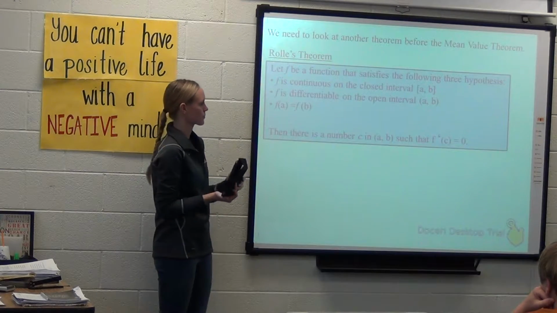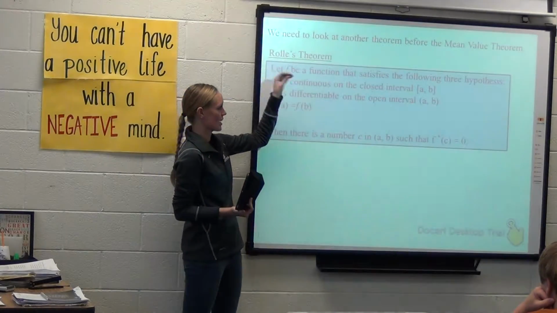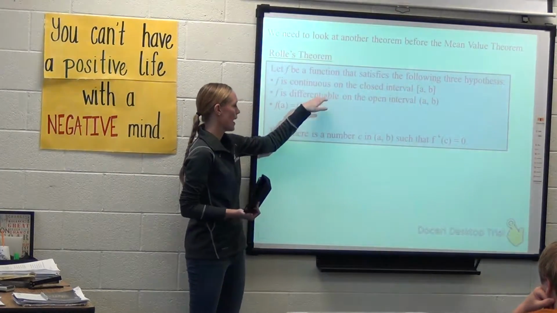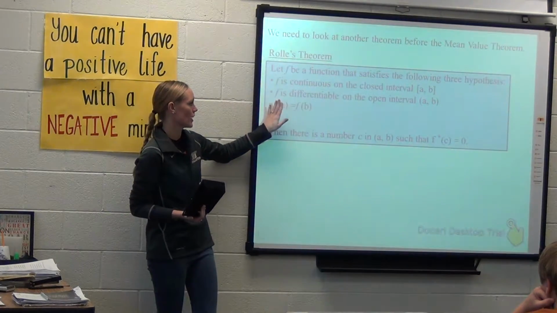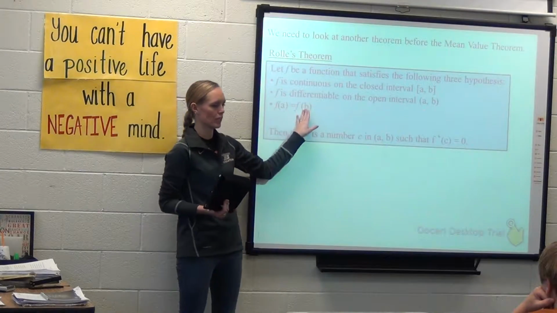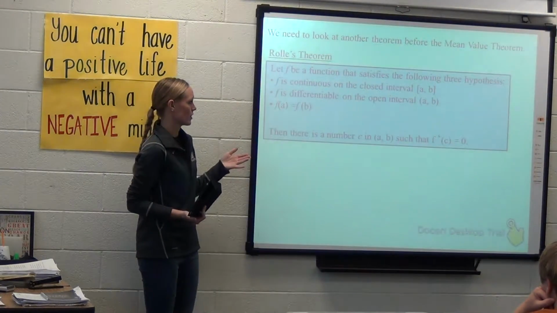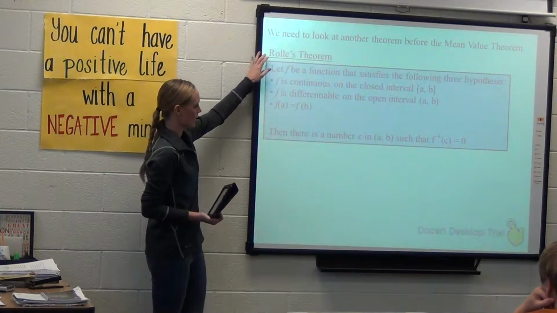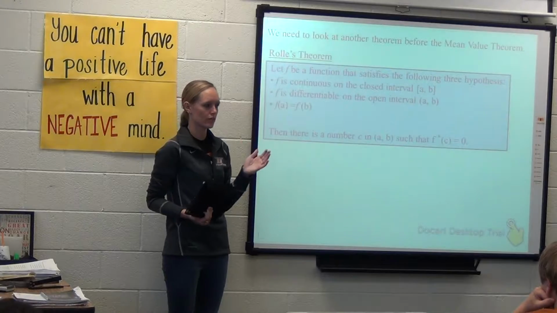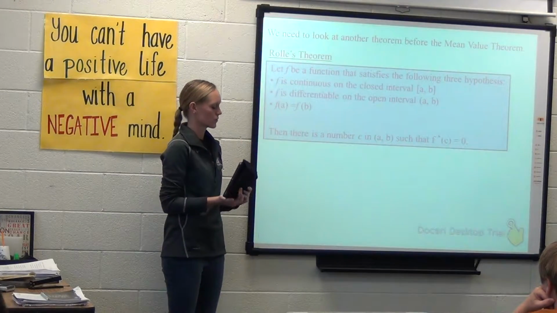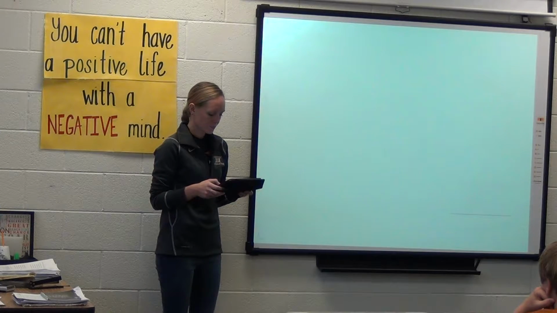So it has to be continuous on the closed interval, which means the endpoints have to be included when you check for continuity. It has to be differentiable on the open interval, and the function evaluated at the start of your interval has to be equal to the function evaluated at the end of your interval. If these three things are true, then Rolle's theorem tells us there has to be a point somewhere in there where the derivative is equal to 0. Okay, so that is Rolle's theorem.